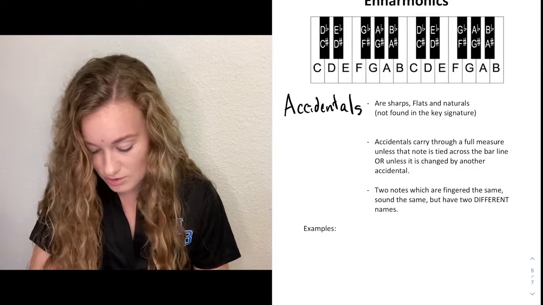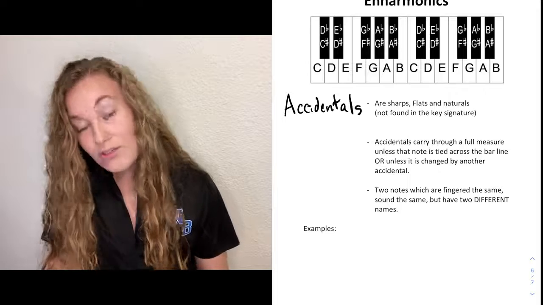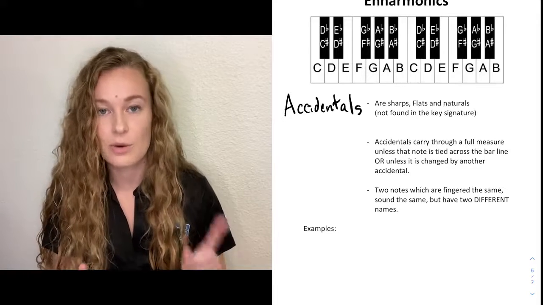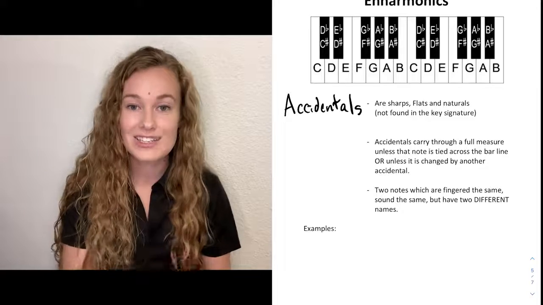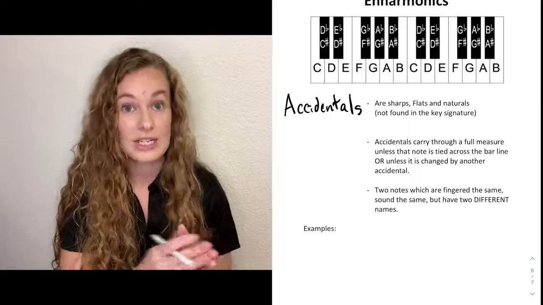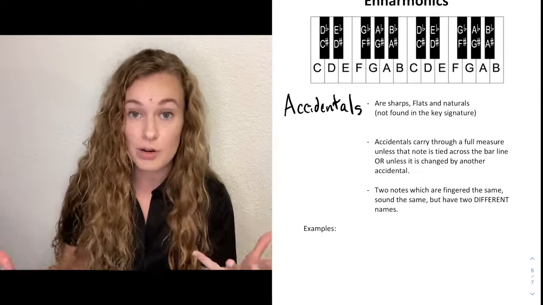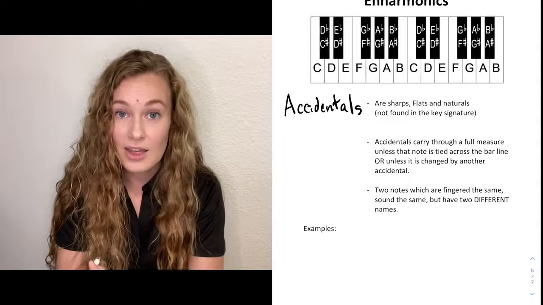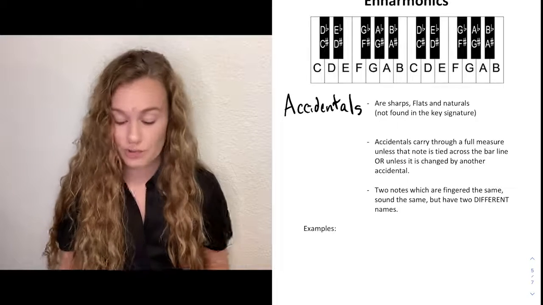So accidentals are sharps, flats, and natural signs. So notes that are not in the key signature. Remember last week we talked about what a key signature is. It's at the front of the staff and it's going to tell you which notes for the entire piece are going to be flat or sharp. So accidentals are notes that are written into the music that are different from the key signature.